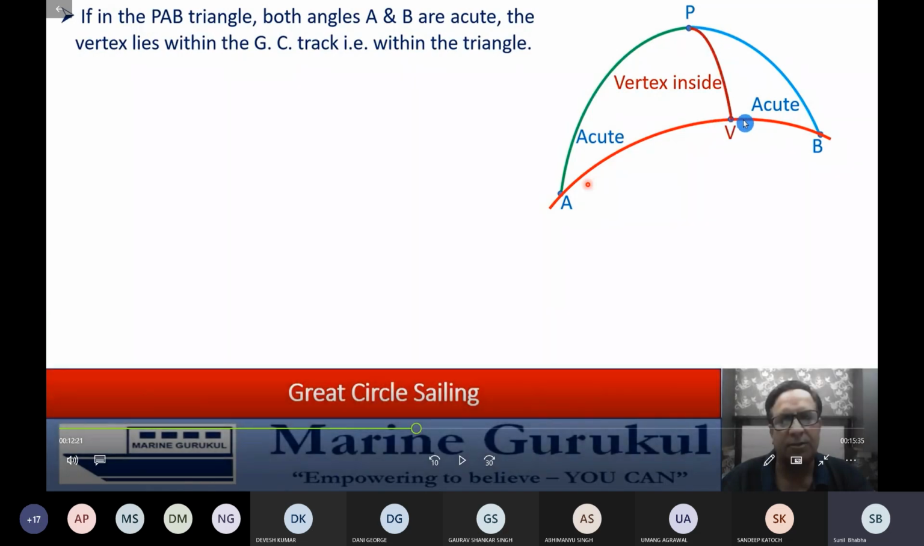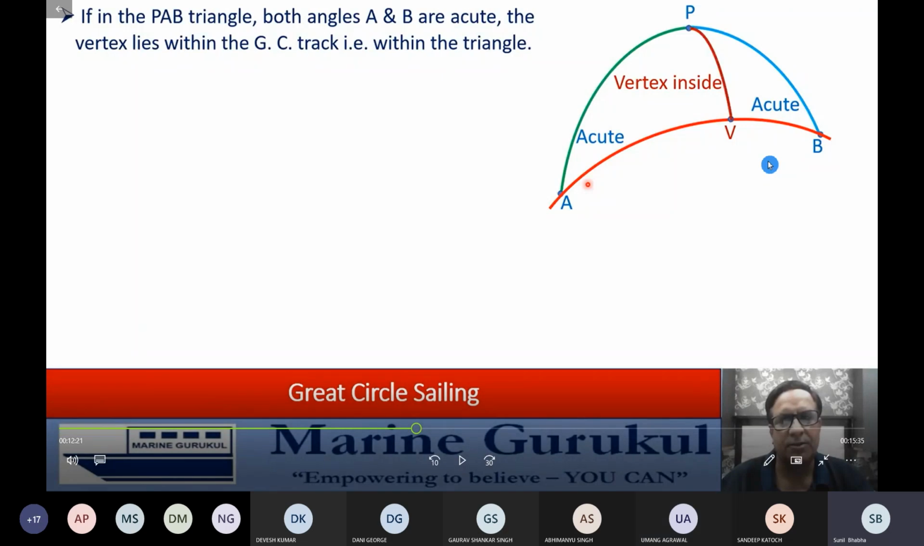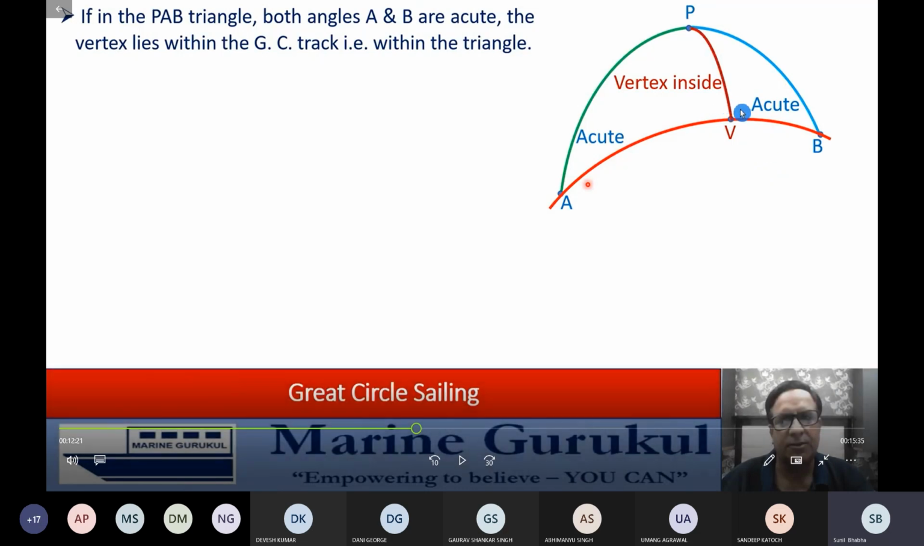The great circle track is moving in the east-west direction. So can you tell me what will be this angle V in both the triangles? What will be this angle, Victor? It will be 90, right sir? Very good, beta. Very good, very good. So if you have understood this, then our path becomes clear. This angle here at Victor will be 90 degrees.